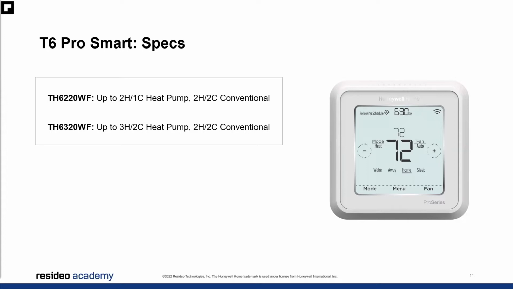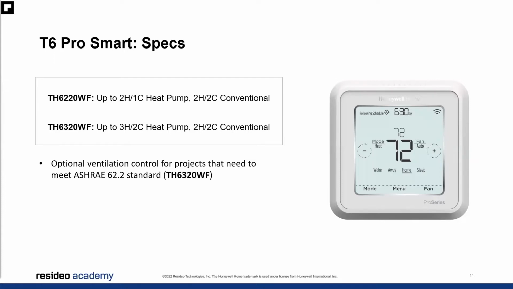Our 6320 WF, like I said, can be used for heat pump systems or conventional systems, as well as our 6220. But our 6320 is going to add a couple extra features there. We get that optional ventilation control, and we also get the optional dual fuel for our heat pump applications with gas or oil backup.